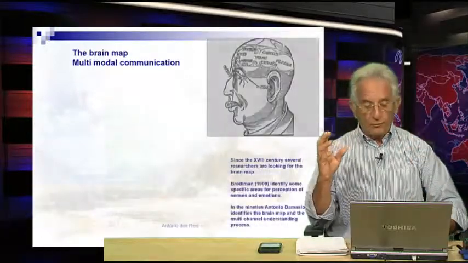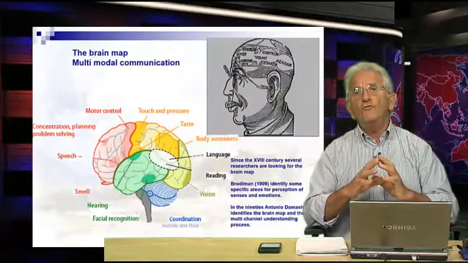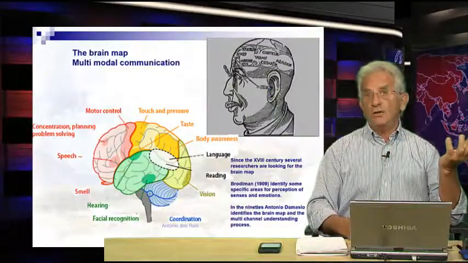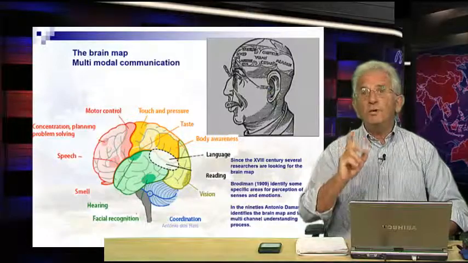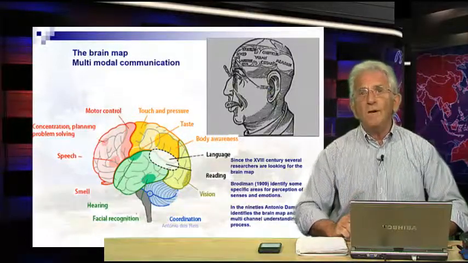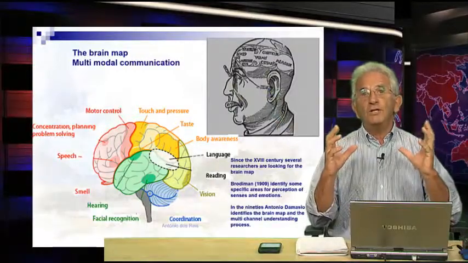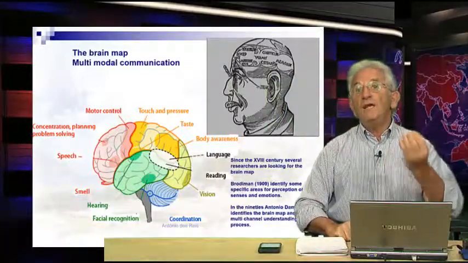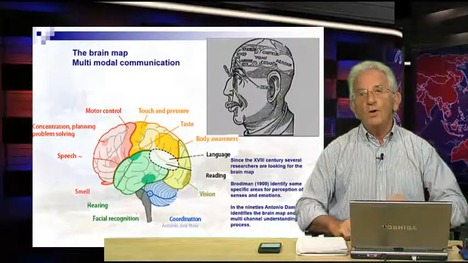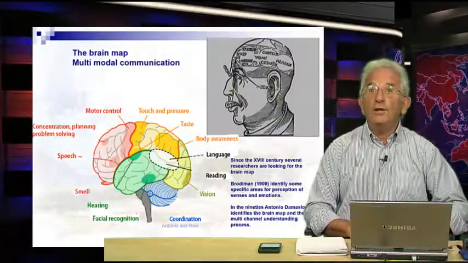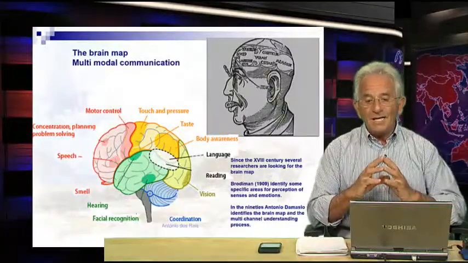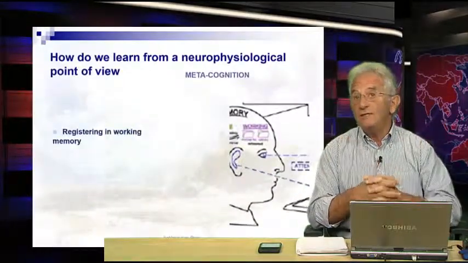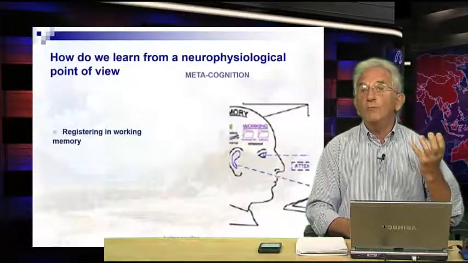But the brain map is something that started to build up in the 18th century. Several researchers have looked for the brain map. Rodin, even in the beginning of the 20th century, identified some specific areas for perception, sensing, and emotions, but the technology was not enough to arrive at final conclusions. Only Antonio Damasio in the 90s identified the brain map and the multi-channel understanding process, the viewing, the listening, and so on. But how does our brain work from the neurophysiological point of view?